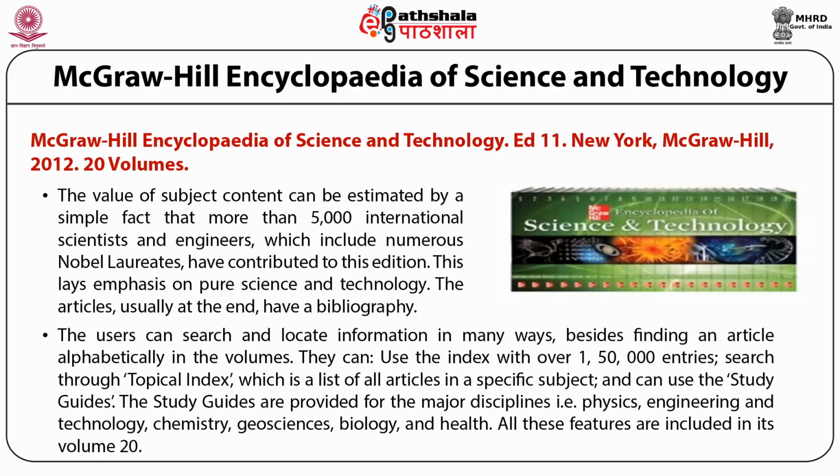This lays emphasis on pure science and technology. The articles usually at the end have an elaborate bibliography. The users can search and locate information in many ways besides finding an article alphabetically in the volumes. They can use the index with over 150,000 entries, searched through topical index, which is a list of all articles in a specific subject, and can use the study guides. The study guides are provided for the major disciplines, that is physics, engineering and technology, chemistry, geosciences, biology and health. All these features are included in its 20 volumes.